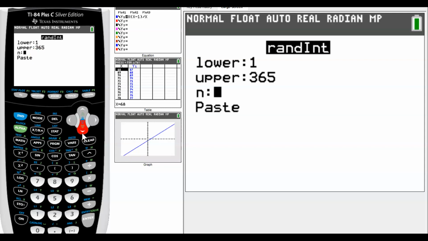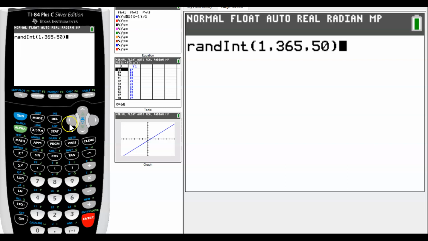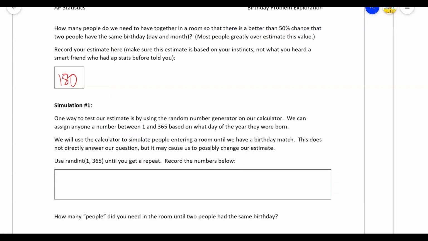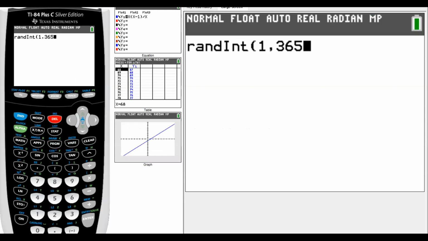Okay, and we just want to keep on doing this. Let's start with like 50 numbers. Let's see if we can do that. I really could just do it one number at a time. I think that's the spirit of the exercise here. So let me delete the 50, and I'll just have people enter the room one at a time so we can really get a good representation of whether somebody's birthday matches. And then the idea over here is just to record the numbers, and then hopefully we'll spot a match.